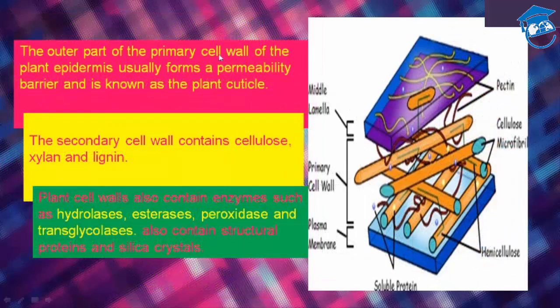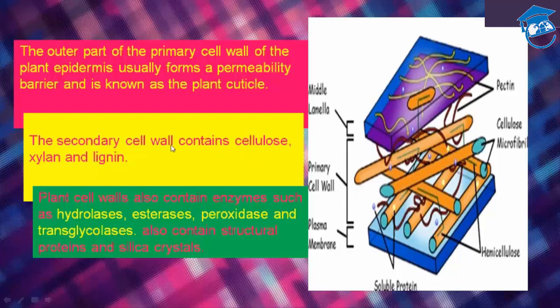The outer part of the primary cell wall of plant epidermis usually forms a permeability barrier and is known as plant cuticle. What is it called? It is called plant cuticle because it forms a permeability barrier between the outer part of the primary cell wall of plant epidermis and the outer world. Then the secondary cell wall contains cellulose, xylem and lignin too.